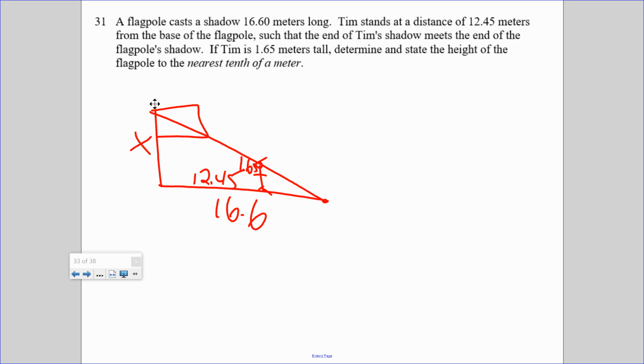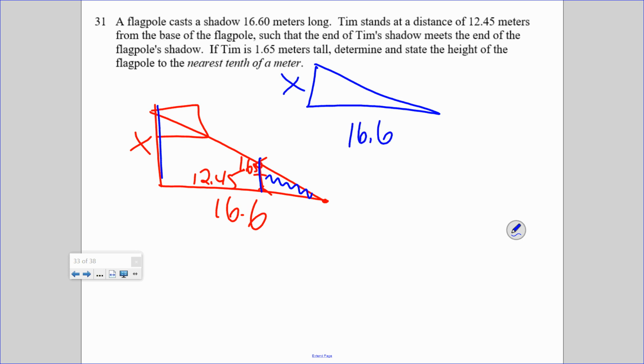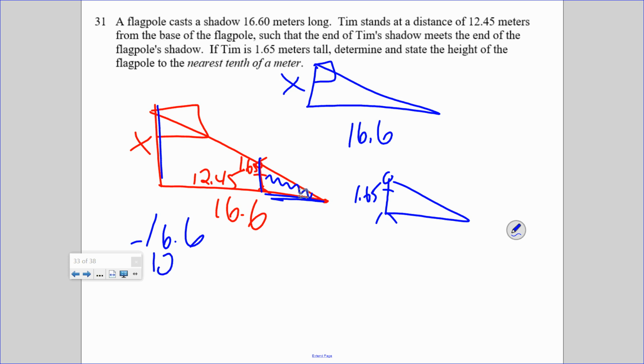Did you draw the picture correctly? Because if not, you're not going to get very far. It's a little challenging to get this picture. It's a candy corn question. Candy corn, bases separate. Are the bases involved? Yes. So separate your triangles. Big triangle, that's the flagpole, X, 16.6. Little triangle, that's Tim. Tim is 1.65. Now, this distance here, I have to do 16.6 minus 12.45. That's 4.15.